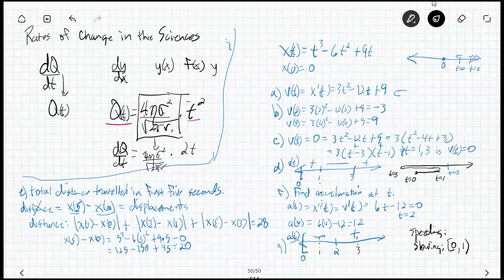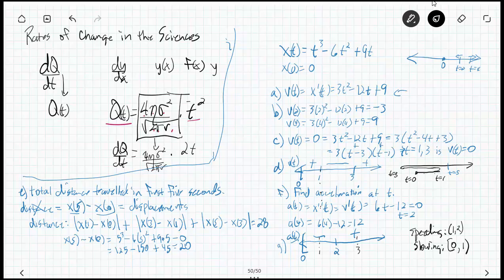Let's look at another one. How about from 1 to 2? Well, now the velocity from 1 to 3 is negative. The acceleration from 1 to 2 is negative. So I know that I'm speeding up from 1 to 2. Again, there's no acceleration at 2, so I don't include 2.